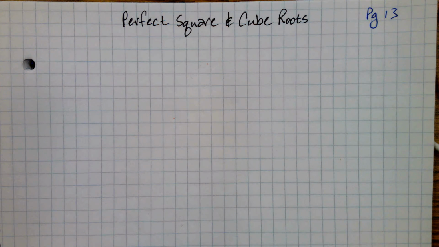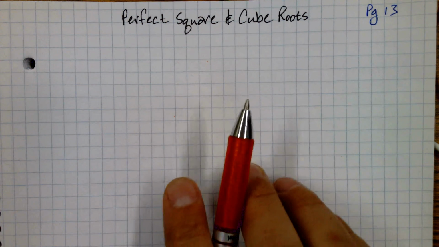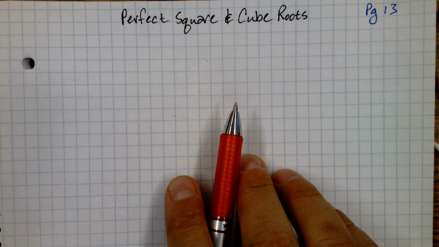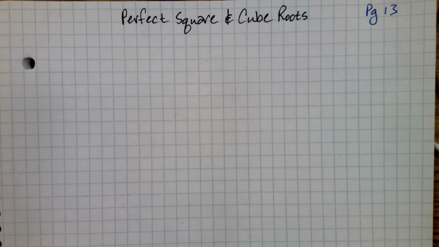Okay, so let's go ahead and continue with square roots in our discussion here on perfect square and cube roots. These are called perfect square and cube roots because the answers are nice whole numbers. They're not going to have any decimals in them. We'll deal with that next week, okay?